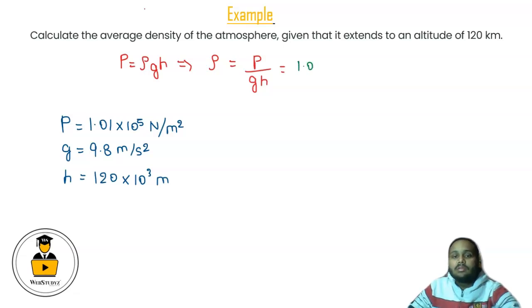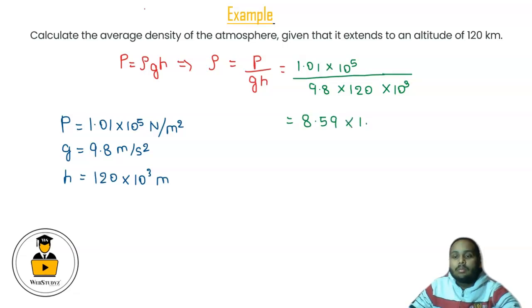So 1.01 into 10 to the power 5 by 9.8 into 120 into 10 to the power 3. Fine. So if we calculate all these, we are going to get 8.59 into 10 to the power minus 2. And the unit will be kg per meter cube.